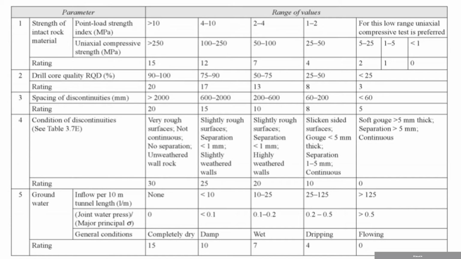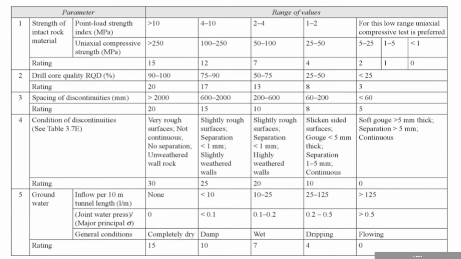These are the parameters: strength of intact material, that is the point load strength index and the uniaxial compressive strength index. If the point load strength index is greater than 10 and the uniaxial compressive strength is greater than 250 megapascals, then the rating is given as 15. Similarly, this is the strength by point load strength index and uniaxial compressive strength index, and this is the rating given accordingly.